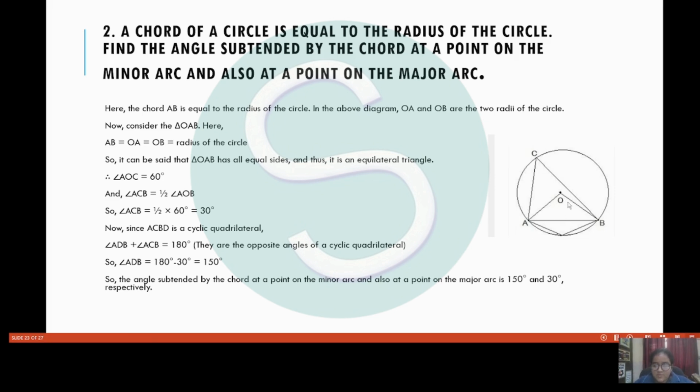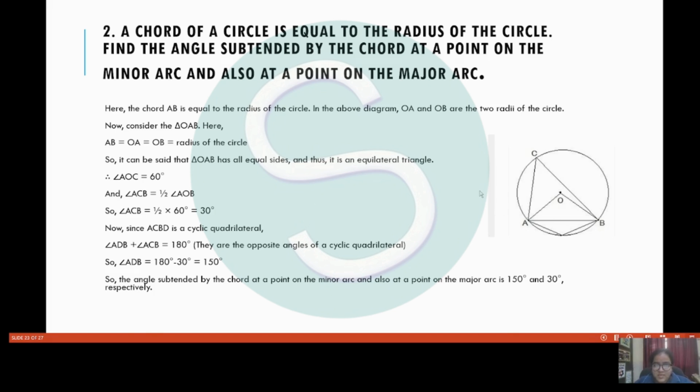Now we know that ACB will be half of AOB, because the angle subtended by a chord at the center is double the angle subtended at the remaining part of the circle. So if AOB is 60 degrees, then ACB is half of AOB. So ACB is 30 degrees.